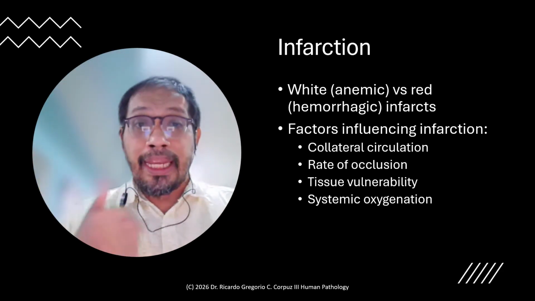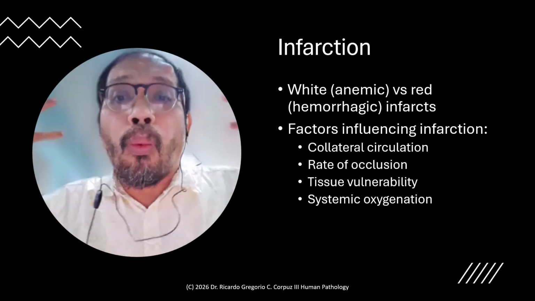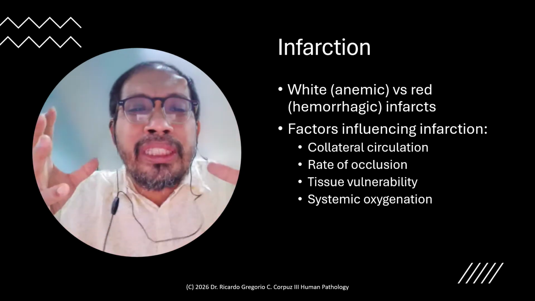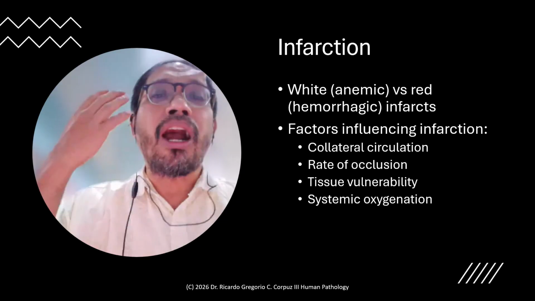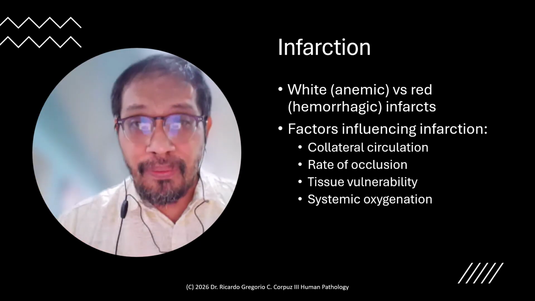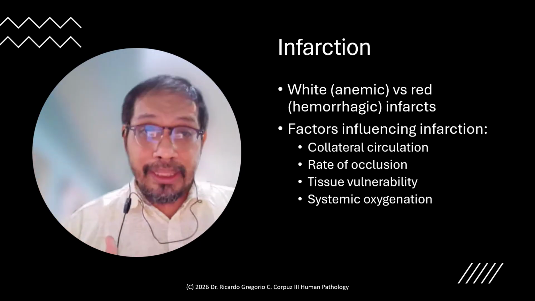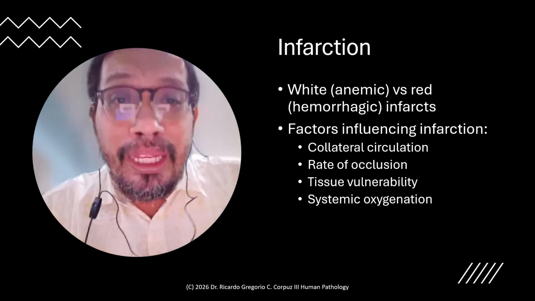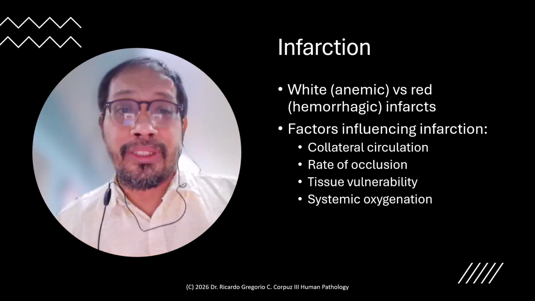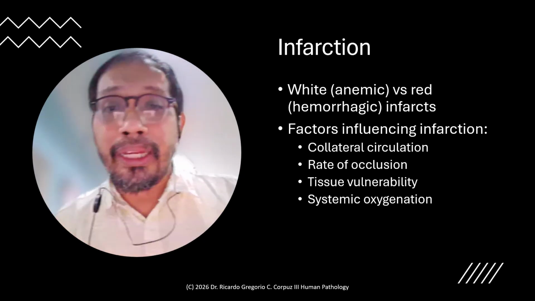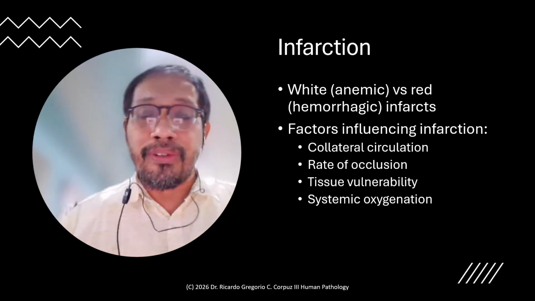Supporting line here is what? White infarct occurs with arterial occlusion in solid organs with end arterial circulation, where tissue density limits the seepage of blood. So what are the factors influencing infarction? This determines whether an occlusion actually produces necrosis.